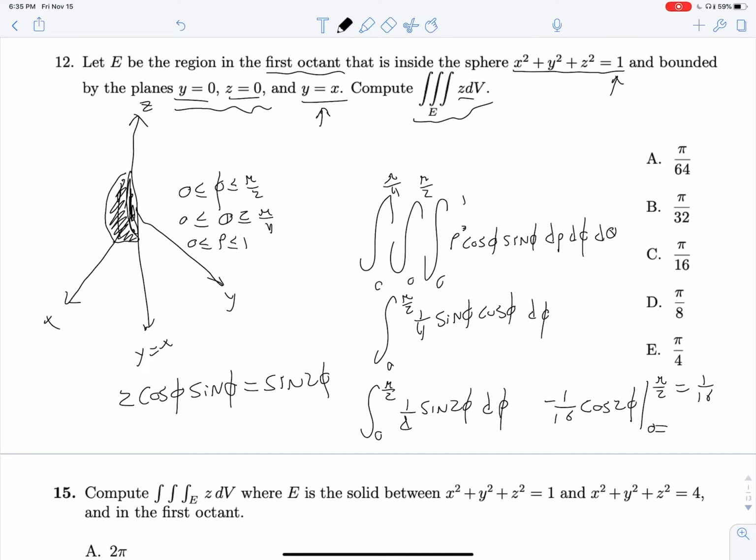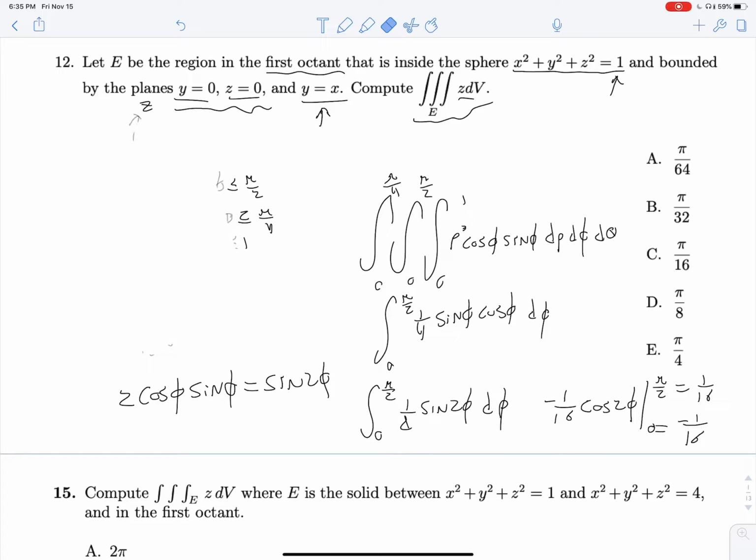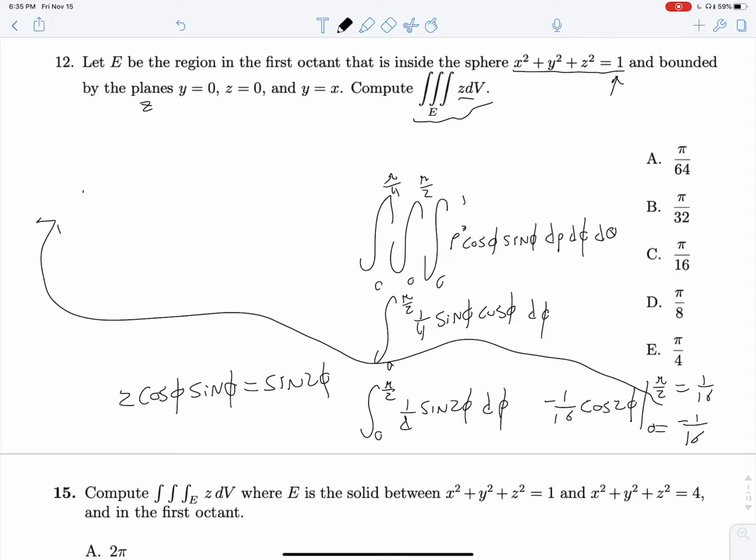And this is negative 1/16, and so, getting rid of our graph for a second and bringing everything else out over here, 1/16 minus negative 1/16 is going to be 1/8, and this multiplied by pi over 4 is our pi over 32. And there's our answer.